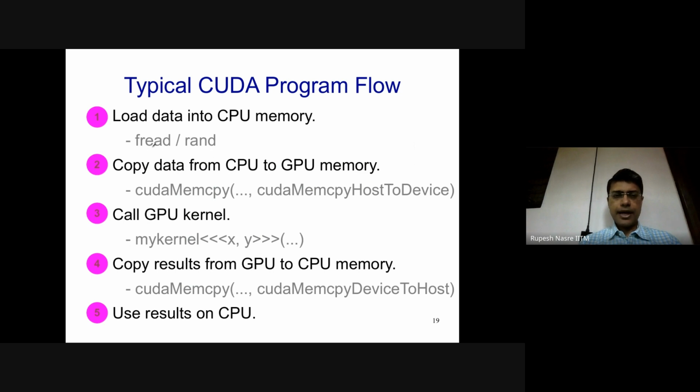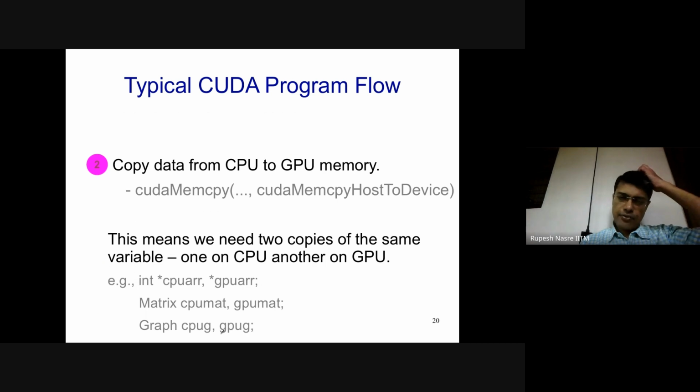So the loading data can be done using file reading operations or random numbers. Data from CPU to GPU is essentially host to device. Calling the GPU kernel, we do something like x comma y, and then getting the results back, we do device to host, that is from GPU to CPU, right? And then using results on the CPU, right?